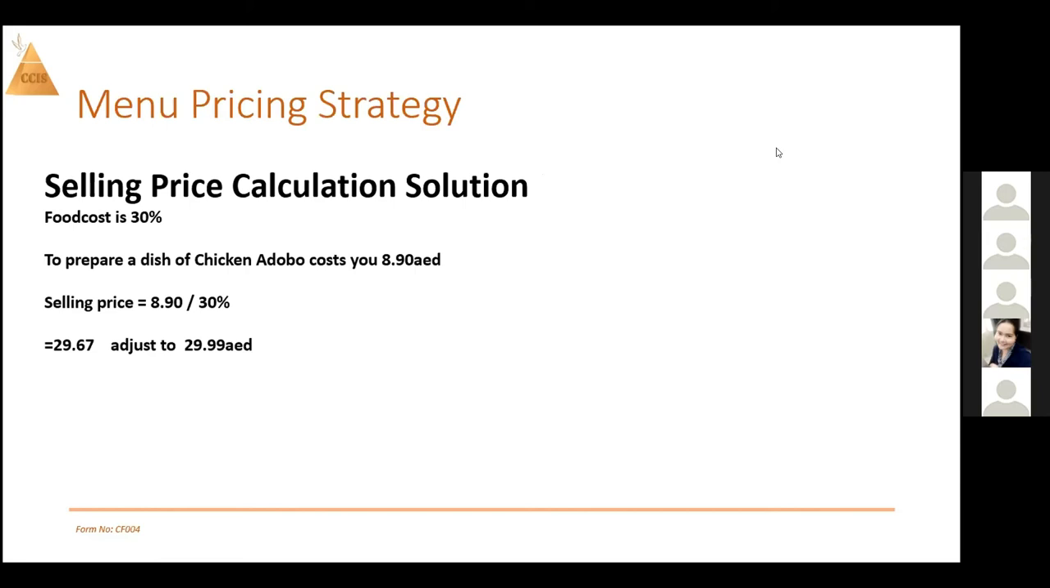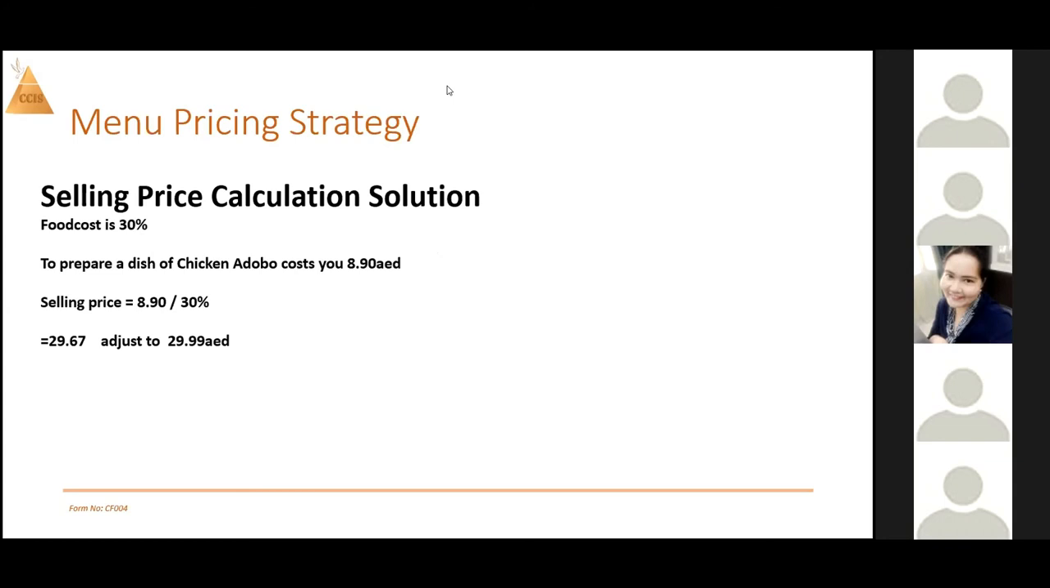If you've done the calculation, the initial figure I got was 29.67. As I said before, we adjust the price to make it more visually appealing, so I adjusted it to 29.99. If you can try that and see if you come up with the same price, just send me a message in the chat when you have it, and I can check what you've got and we can compare.